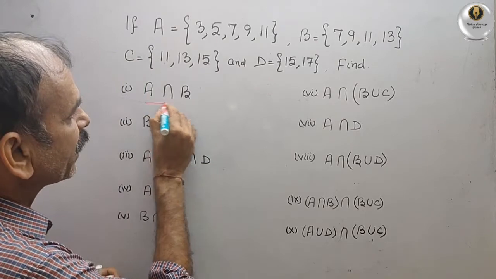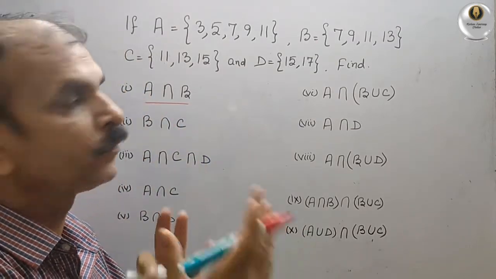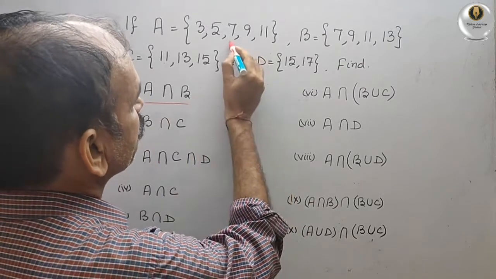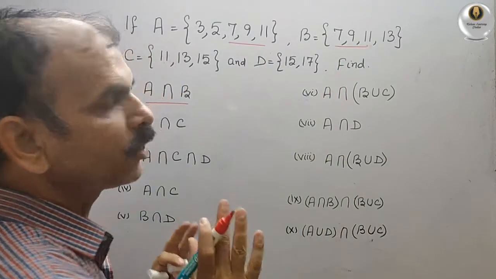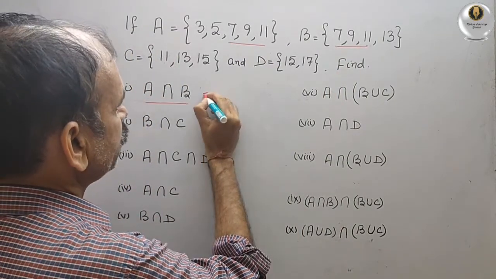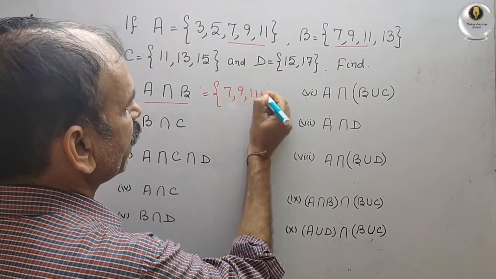A intersect B. That means what is common in A and B. We can see here 7, 9, 11 is here, 7, 9, 11 is here. That only we will write. That is equal to, we can say {7, 9, 11}.